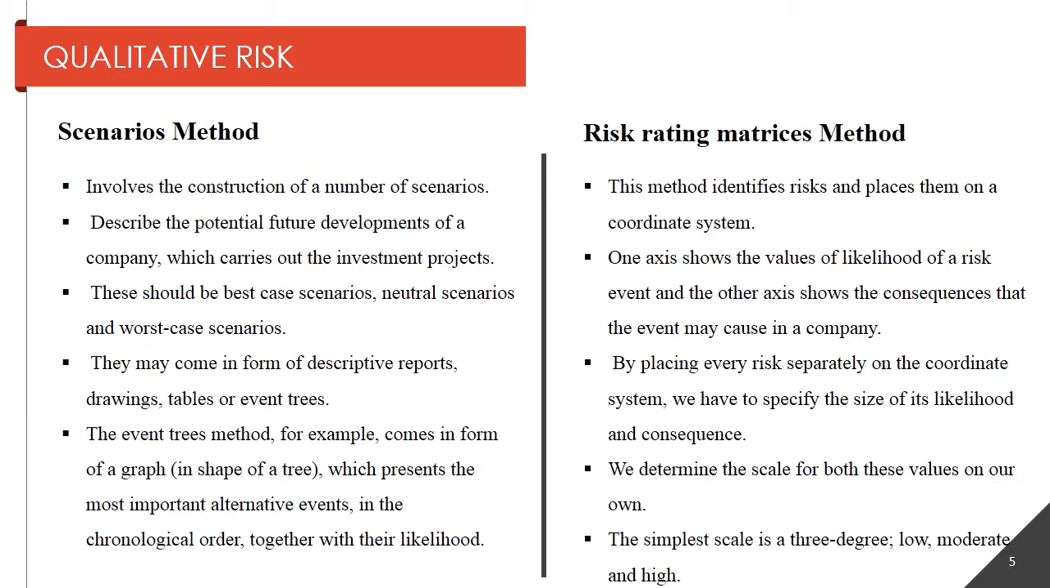By placing every risk separately on a coordinate system, we have to specify the size of its likelihood and the size of its consequence. This size can be determined on our own, but the simplest scale is three degrees: low, moderate, and high. And that's all.